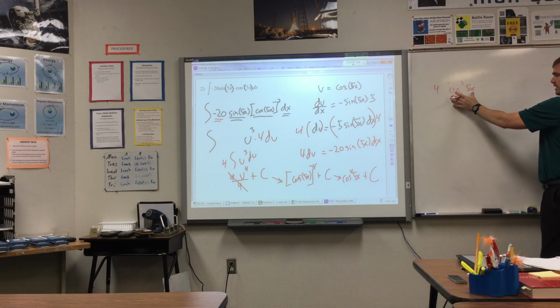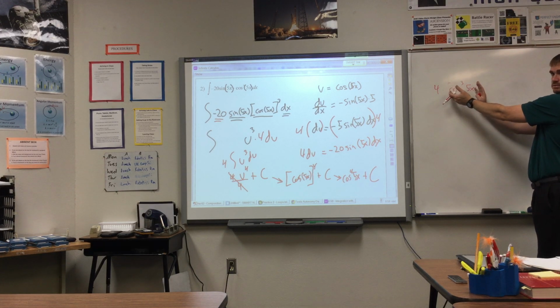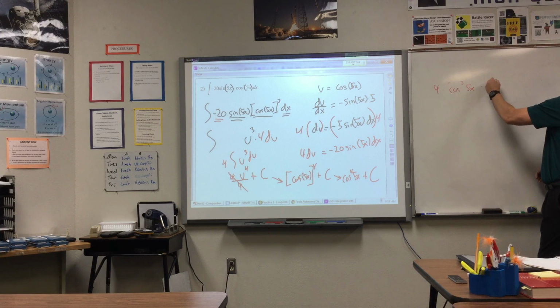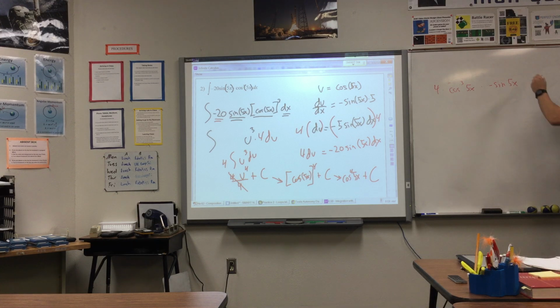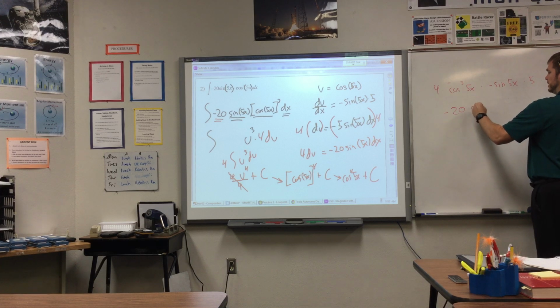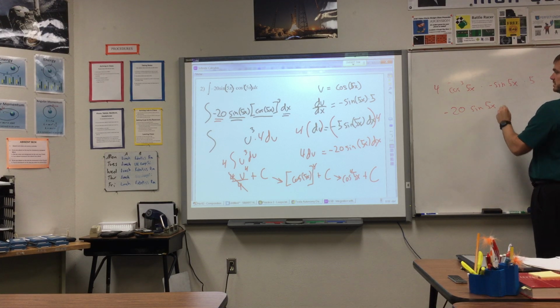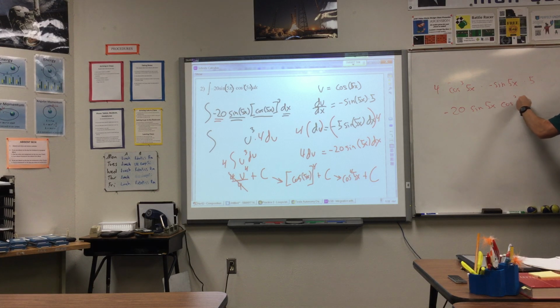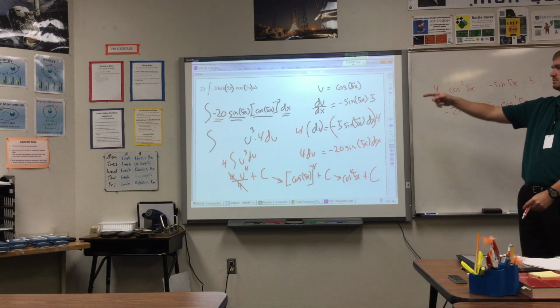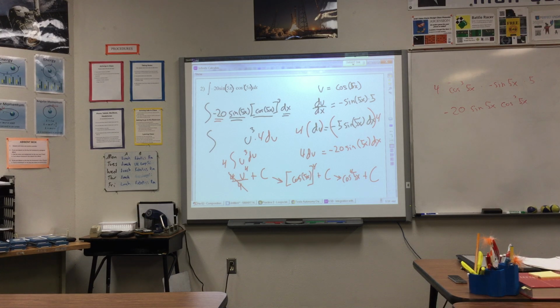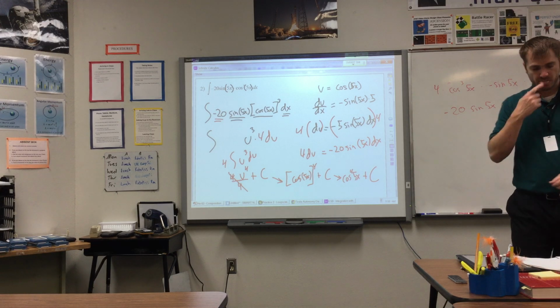Times the derivative of that inside. The derivative of cosine is negative sine 5x, times, by the chain rule, the derivative of the inside, 5. Negative, 4 times a negative times a 5 is negative 20. And then we have sine 5x and cosine cubed 5x, which matches our original integrand. Okay, so a pretty good way of verifying that's right. We'll leave that up for Harley.